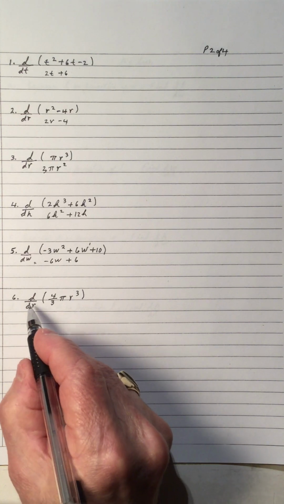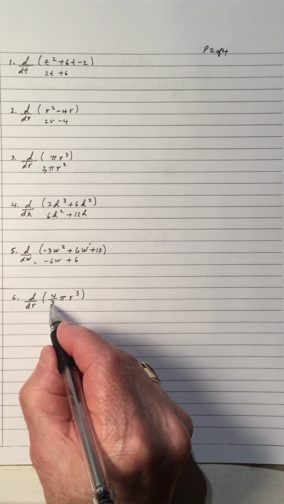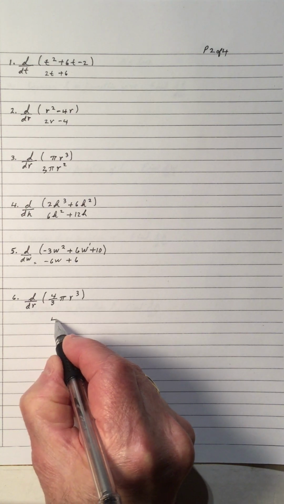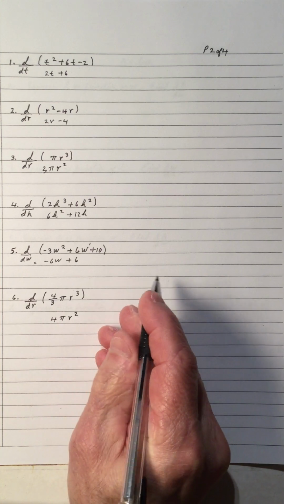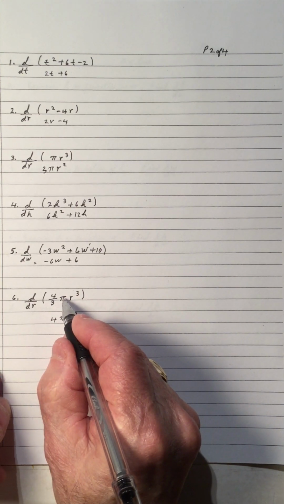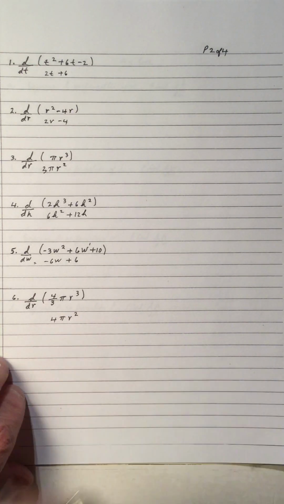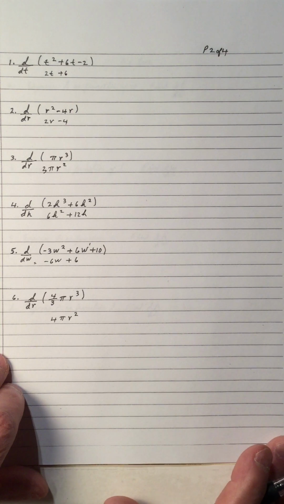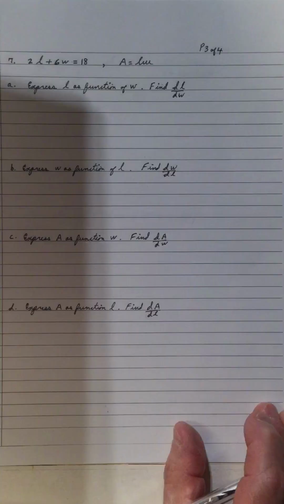Number 6, what about d dr? Again, I have an r, so this is 4 over 3 times 3, that's a 4 pi, and the exponent decreases by 1. And this is a constant, so 4 over 3 times the constant stays. And we'll do a little proof on that, or the property of constant multiple, later on.